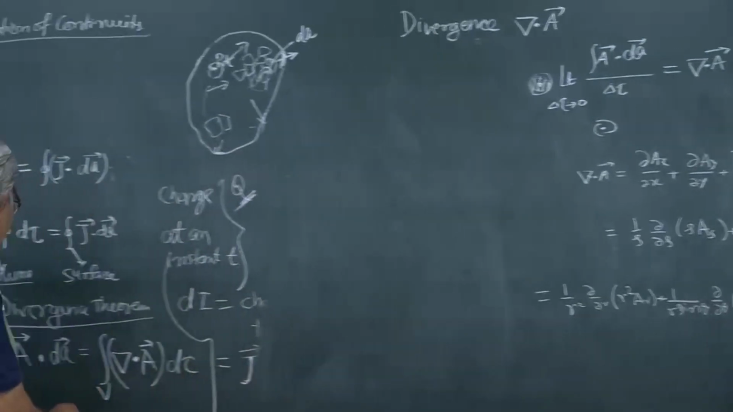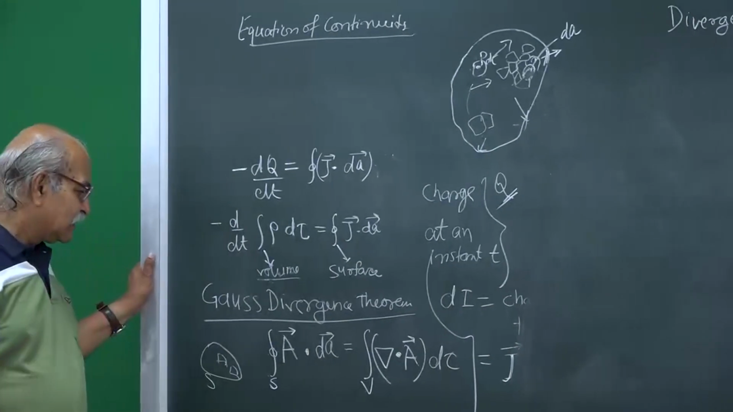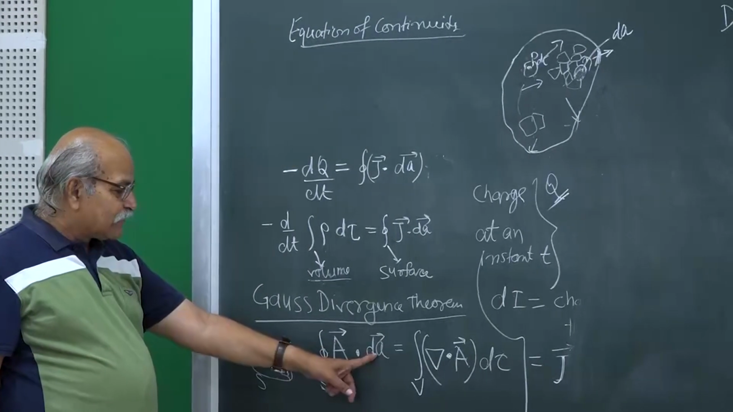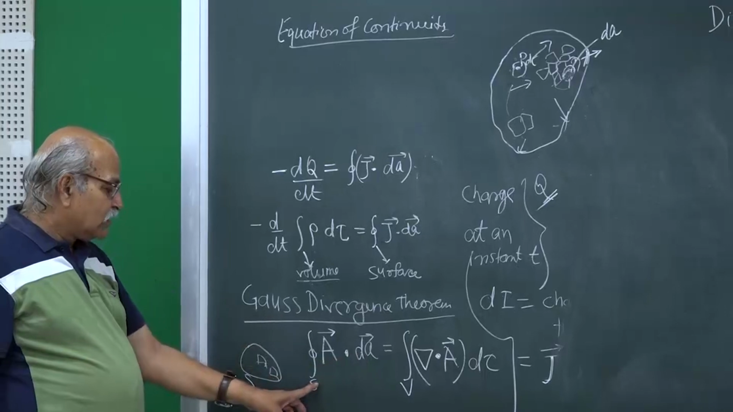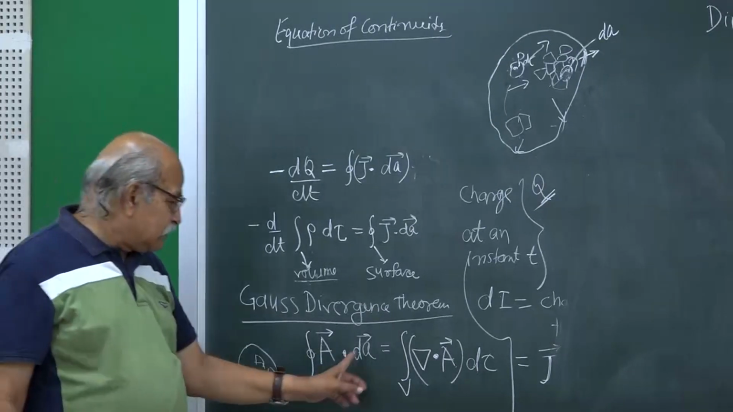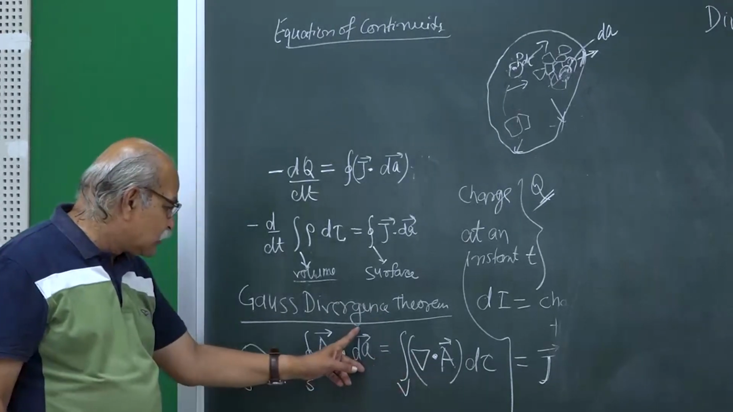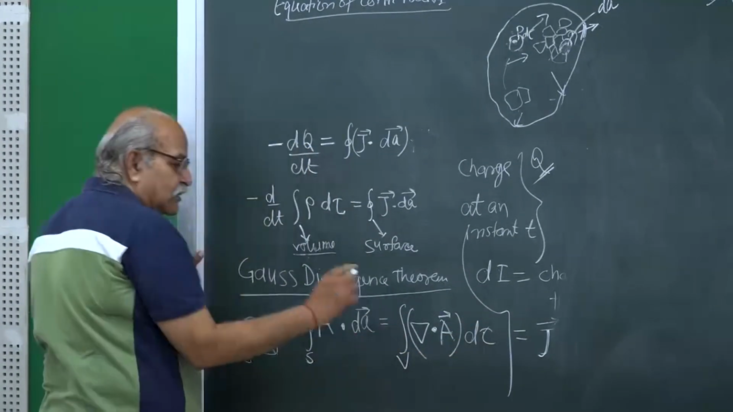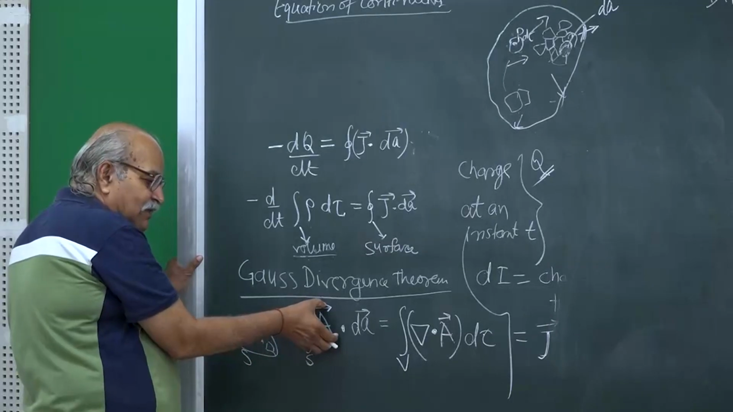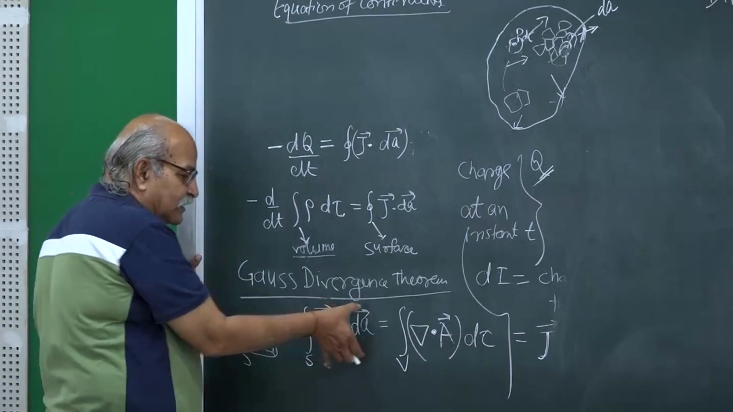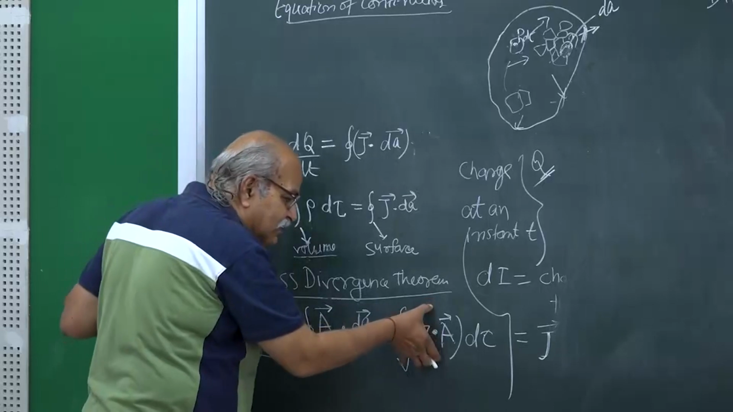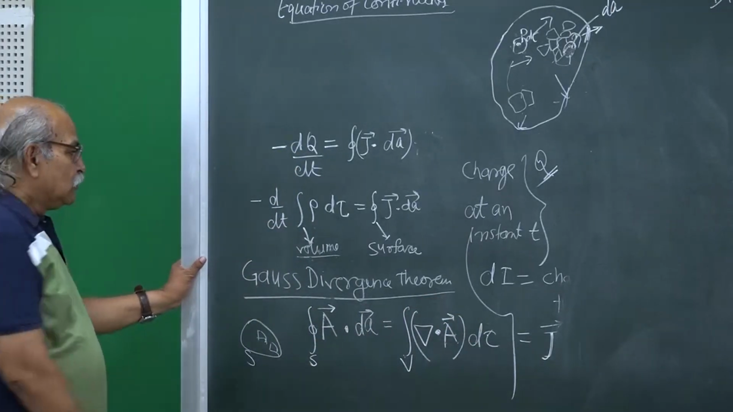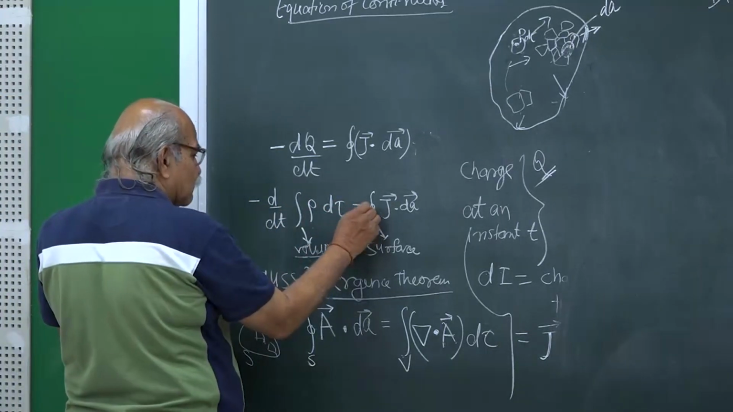And coming back to this equation now, this is Gauss divergence theorem. For any vector field A, the integral of A dot dA over the entire surface is the same as the integration over the volume of the divergence of this quantity. So, take the vector, integrate over surface; take the divergence and integrate over volume. These two are always equal. Use this thing here.